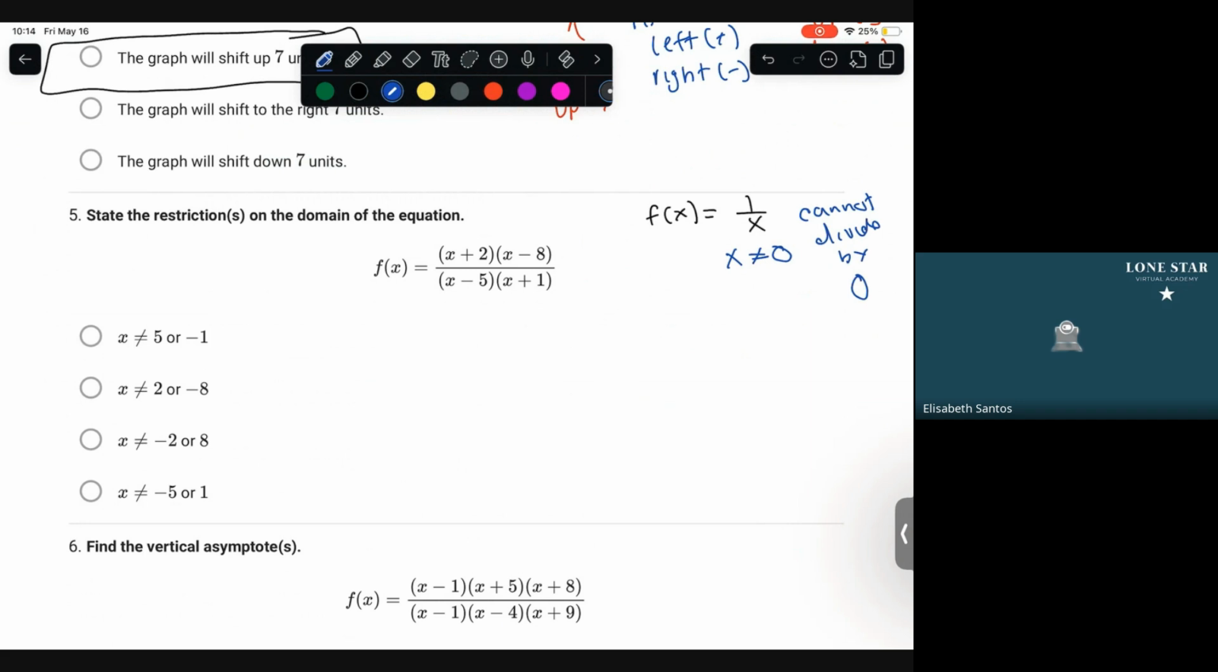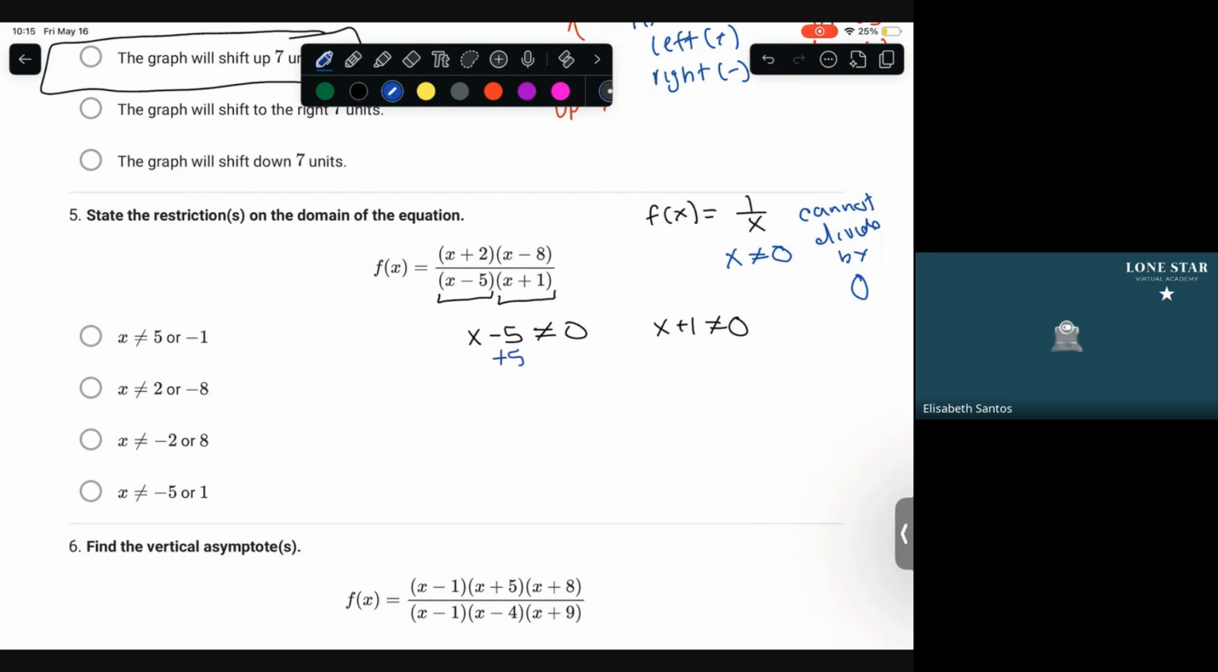Okay, so with knowing that, look at the denominator here. We have x minus 5 times x plus 1. And what we're going to do is set them both not equal to 0 because they can't equal 0. And then we're going to solve for x.